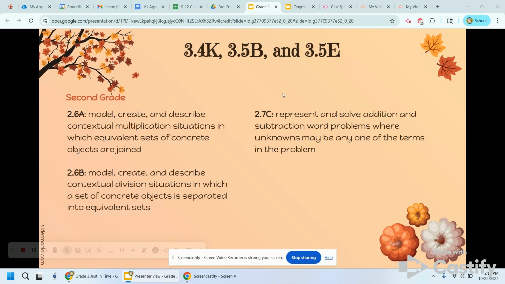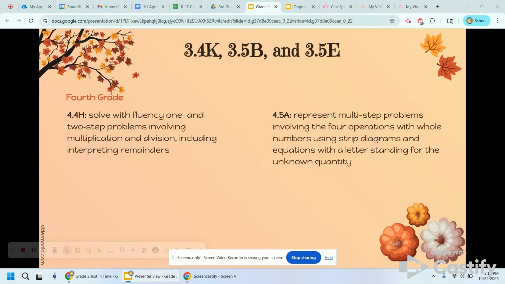In 2nd grade, students also learn to represent and solve addition and subtraction word problems where the unknowns may be any of the terms in the problem. We already went through the 3rd grade standard, so let's look vertically ahead at where our learning is going to take our students in fourth grade.